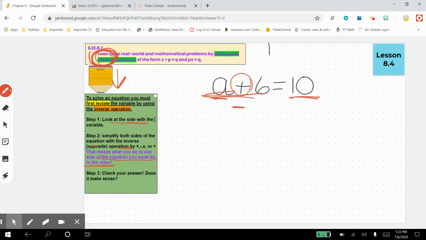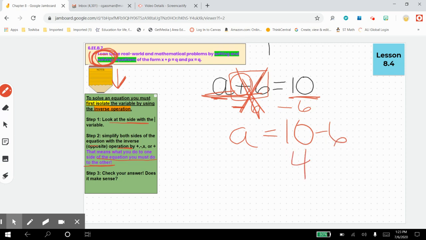So if I'm adding 6 onto A, to isolate A I'm going to subtract 6. Then I have to do that to the other side too. I have to subtract 6, because what I do to one side, I have to do to the other. This cancels itself out. It becomes a 0. All that's left over is A. It's isolated. Over here, I have 10 minus 6, which is 4. So A is equal to 4.